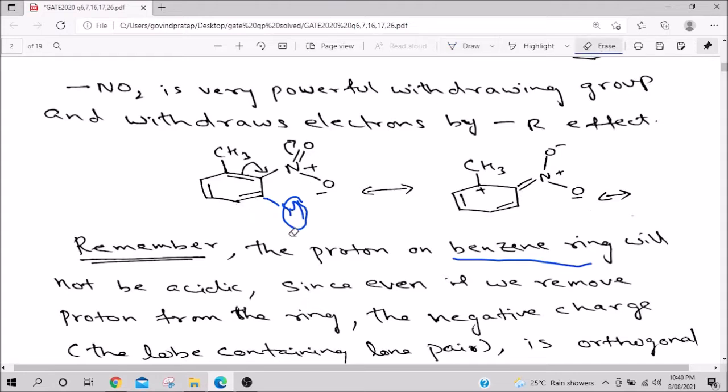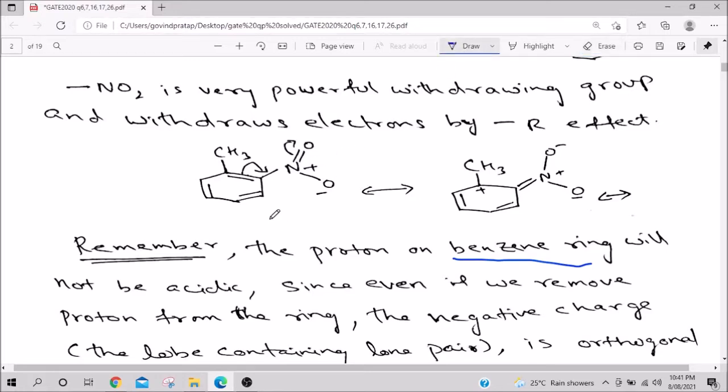So when you get negative charge, anything which is charged is not stable, remember this. So if you are able to reduce this negative charge, it is stable. If I am able to push this negative charge somewhere, then I can say that this negative charge is stabilized, so the conjugate base is stabilized, so the proton is acidic.